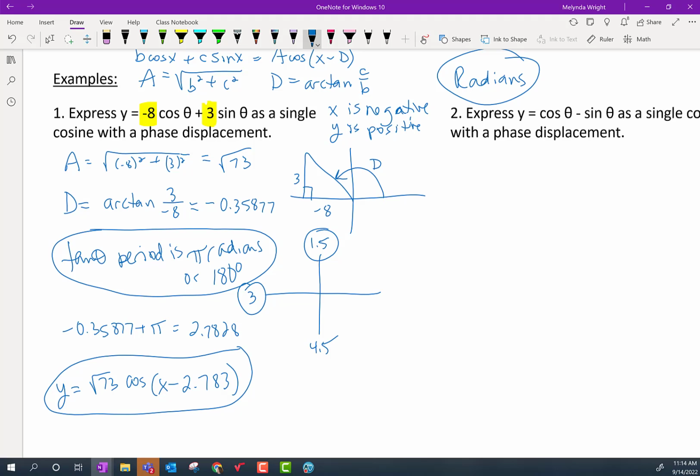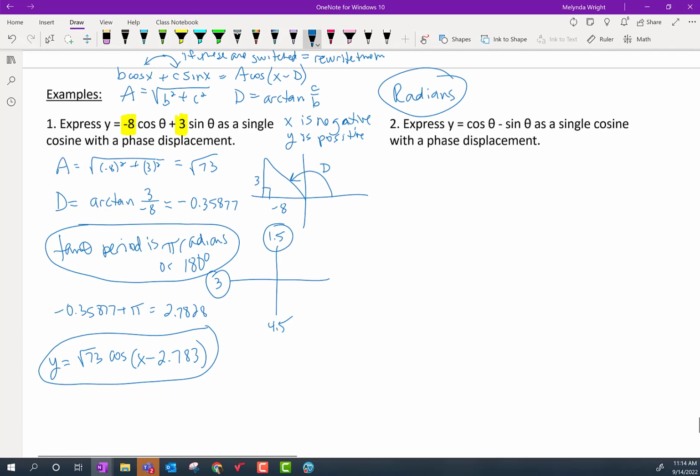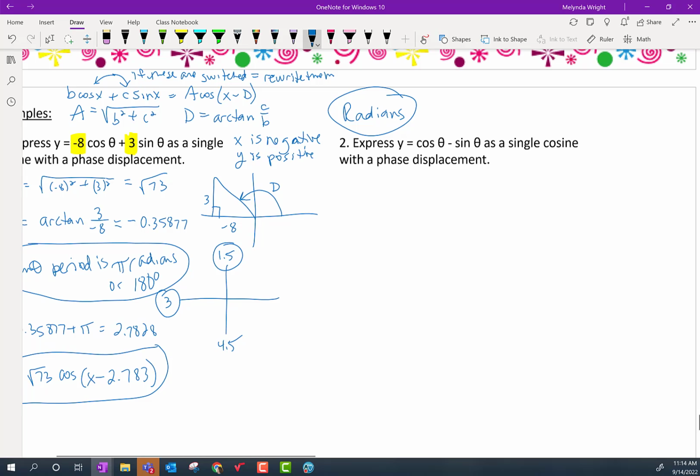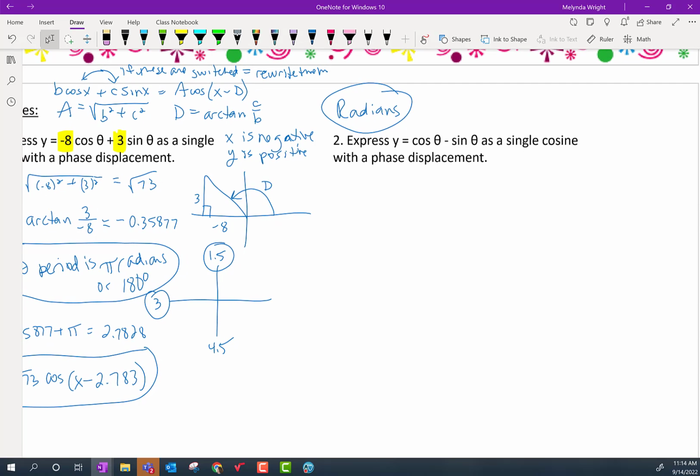Okay, so let's do our last example. We're still in radians. I want to still look at my little formulas. So we want a single cosine. Okay, great. That just means use the formula. So A is going to be the square root of 1 squared plus -1 squared. So that's the square root of 2. So A, pretty straightforward. D is going to be arctangent of, let's see, it's y over x, -1 over 1.